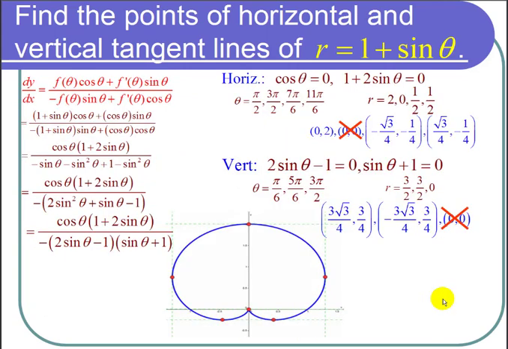So let's sketch a picture. Here's the picture of r equals 1 plus sine of theta. And I can see that I have horizontal tangent lines right here at 0 comma 2 and also at negative root 3 over 4 comma a fourth and at positive root 3 over 4 comma a fourth. I have vertical tangent lines over here at 3 root 3 over 4 comma 3/4 and over here at negative 3 root 3 over 4 comma 3/4. And then right here at the origin, I get a cusp, neither a horizontal nor a vertical tangent line, but definitely interesting. And I'm done with the problem.